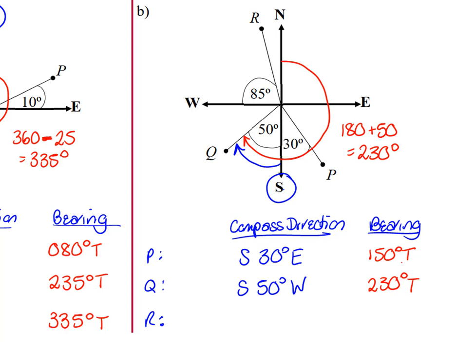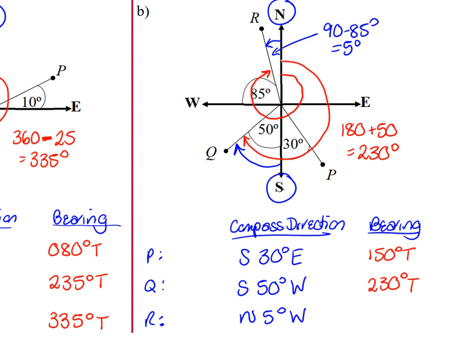For my last one, R is closest to north and I need this angle here. Now that angle there is going to be 90 minus 85 degrees, so that's 5 degrees. So I start at north and I go 5 degrees towards west. And for the bearing, it's easiest to use that angle I just found because I need to start at north and go all the way around. So if I go 360 minus 5 degrees, that's 355 degrees.